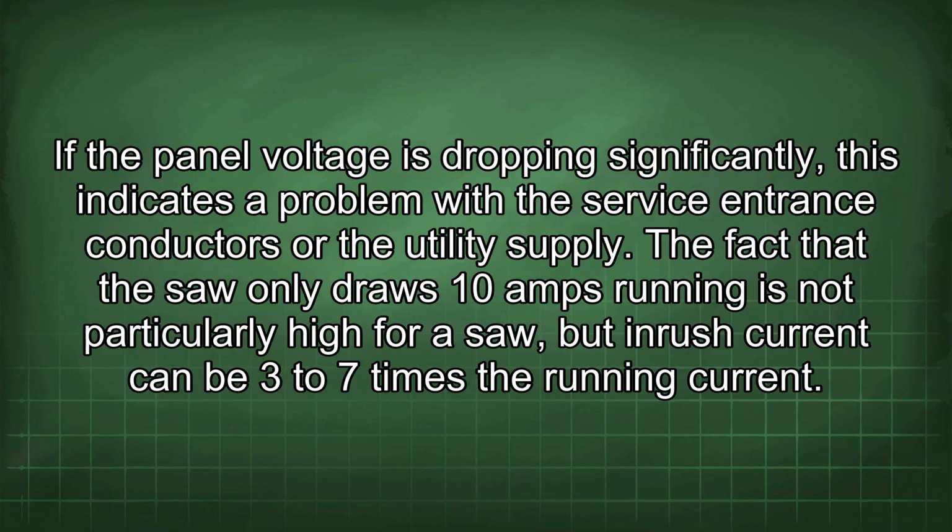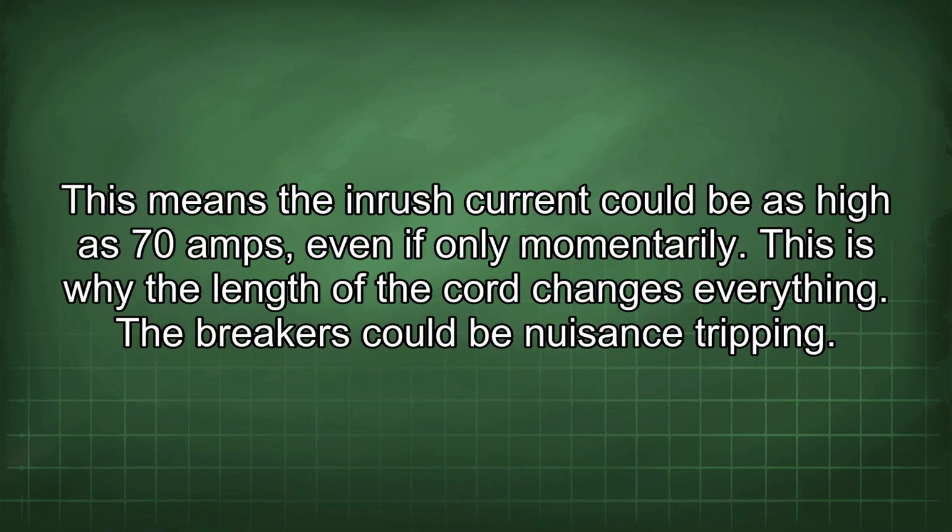The fact that the saw only draws 10 amps running is not particularly high for a saw, but inrush current can be 3 to 7 times the running current. This means the inrush current could be as high as 70 amps, even if only momentarily. This is why the length of the cord changes everything.